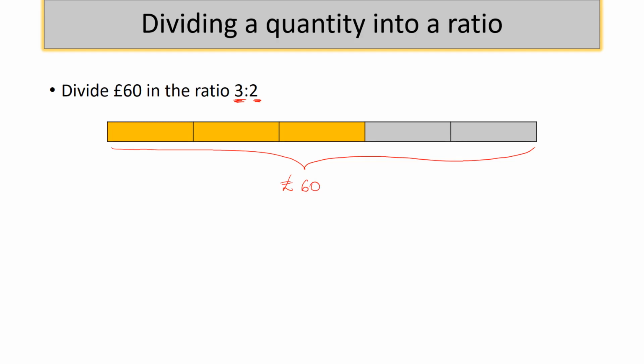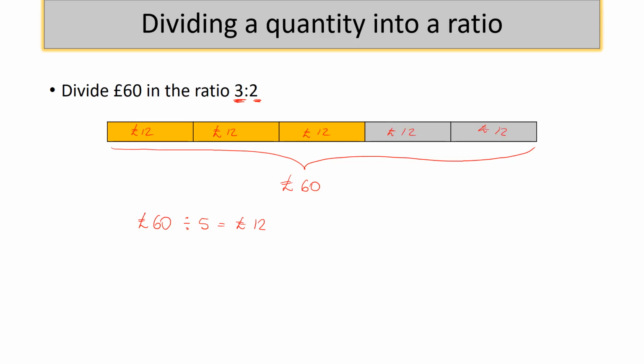because I have 5 boxes all together. So 60 pounds divided by 5 is 12. So 12 is how much each box is worth. Each box is worth 12 pounds.